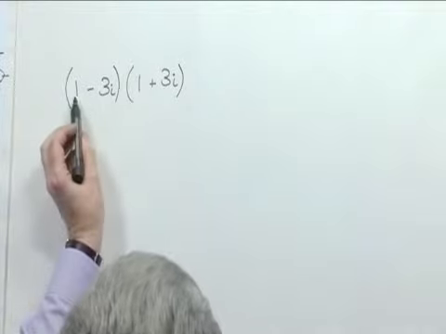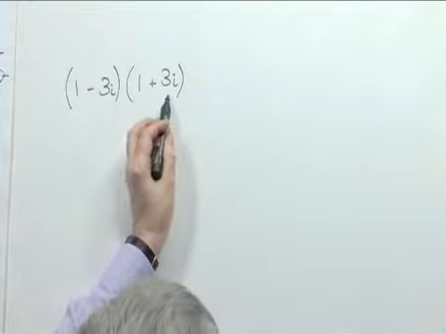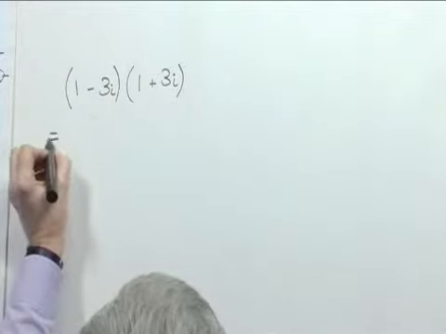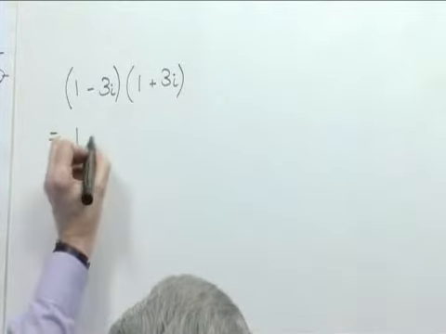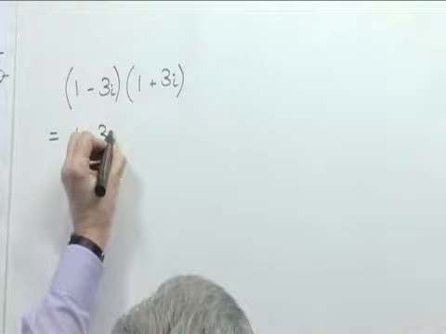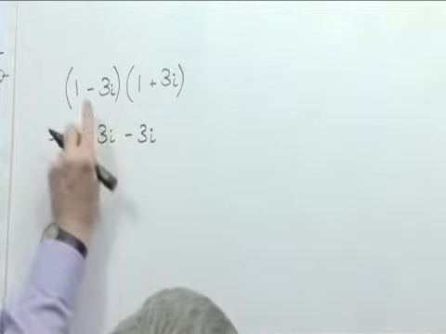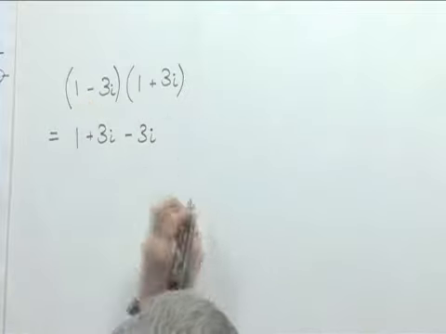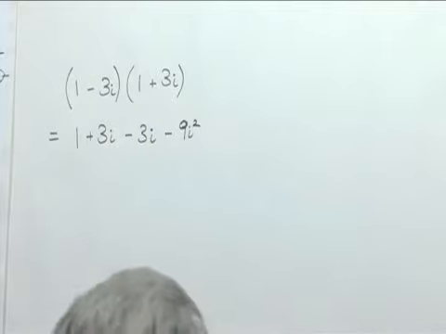In this example, we're just going to take another complex number and its complex conjugate and multiply them together. So what we've got is 1 minus 3i. Its complex conjugate is 1 plus 3i. Let's multiply them together. 1 times 1 is 1. 1 times plus 3i is plus 3i. Minus 3i times 1 is minus 3i. And minus 3i times plus 3i is minus 9i squared.